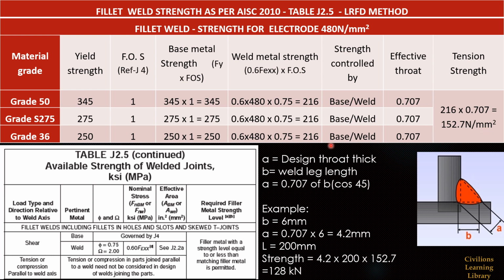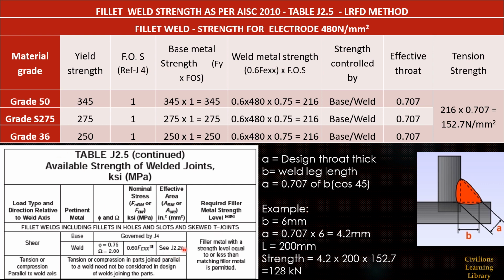Here I listed an example. We will assume that this B value is 6 mm. Our weld leg length is 6 mm. Then the effective throat thickness is 0.707 into 6, which is 4.2 mm. And we are welding this as 200 mm length. Then the strength of the weld will be the effective throat thickness 4.2 into the length of the weld into the tensile strength of the weld, which is 152.7 N/mm². So the weld strength is 128 kN.